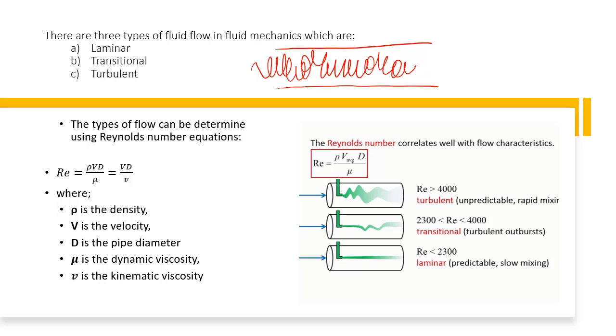If the Reynolds number is between 2300 and 4000, the flow is transitional. What is transitional? The flow is moving in a beautiful line like this, in an S shape. And if the Reynolds number is lower than 2300, then the flow is laminar. Laminar means the flow is moving in a straight line. It is chaotic for turbulent, S shape for transitional, and if moving in a straight line, the flow is laminar. All of this is determined by the Reynolds number.